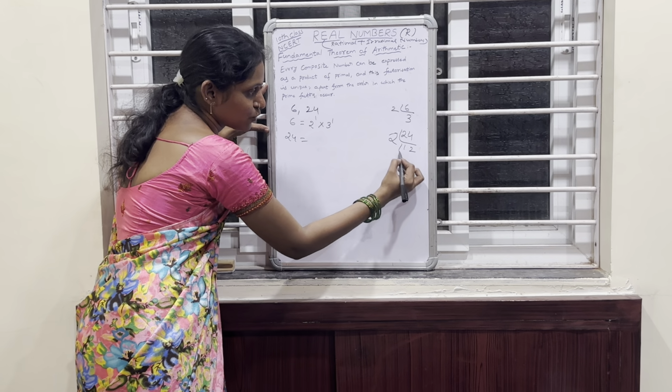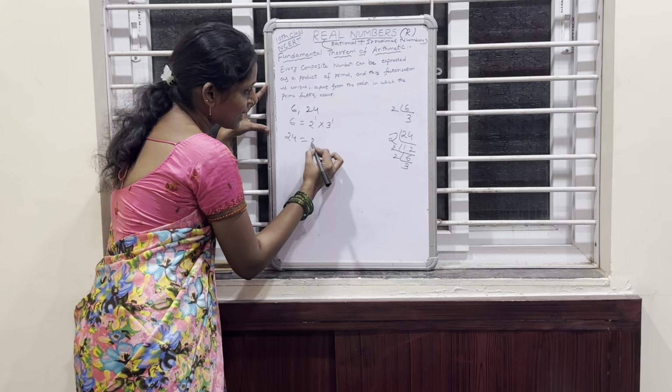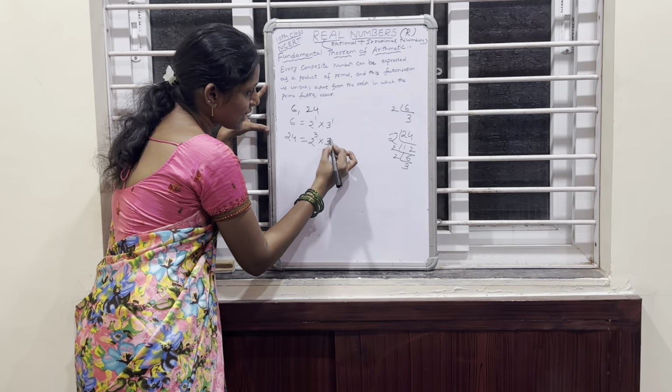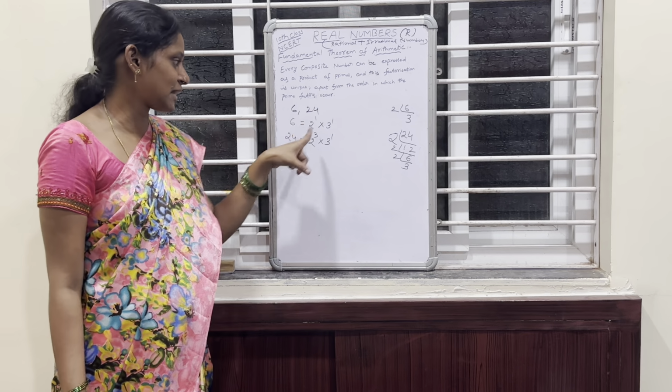2 ones, 2 twos. 2 6 times. 2 3 times. 2 how many times? 3 times. 3 how many times? 1 time. Every composite number can be expressed.